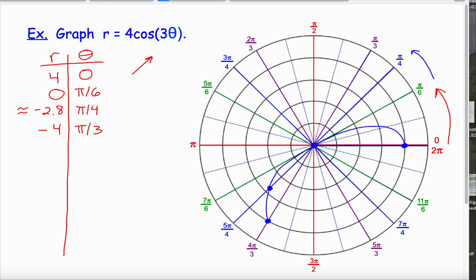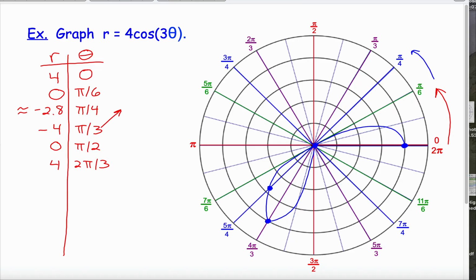And then after pi over 3, we'll do pi over 2. Times 3 gives me 3 pi over 2, and the cosine is 0 times 4 is 0. So at pi over 2, I'm back at 0. So I know that this graph is coming back in like that. All right, and then 2 pi over 3. Multiply by 3, I get 2 pi. Cosine of 2 pi is 1 times 4 is 4. So I'm back at positive r's very quickly.